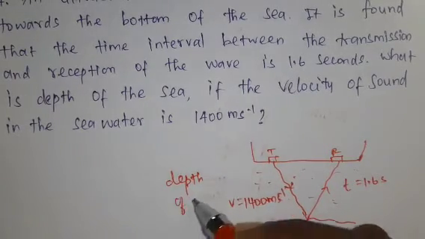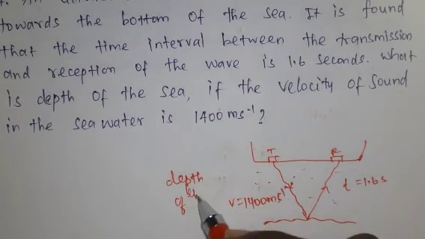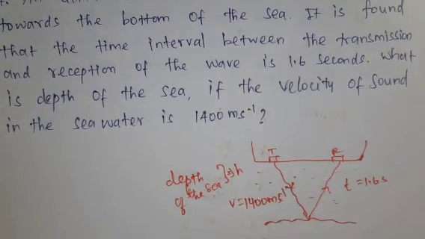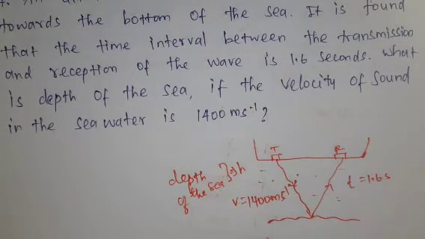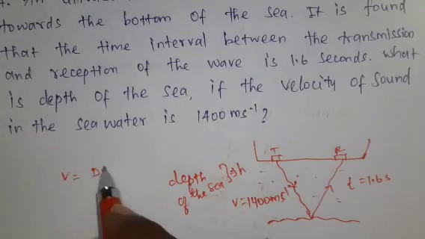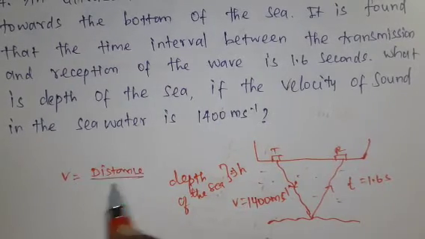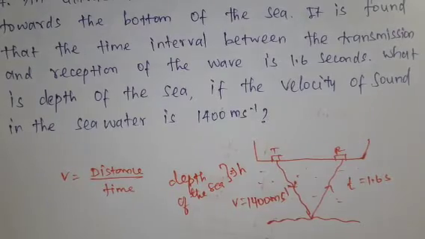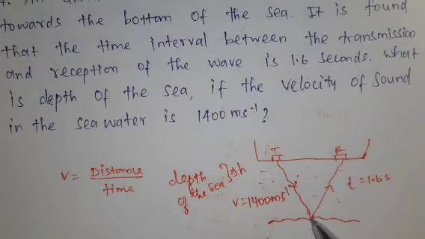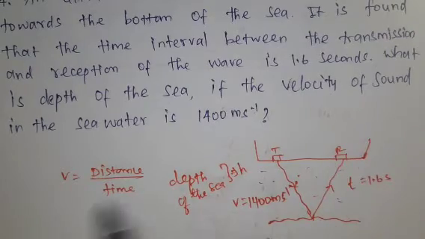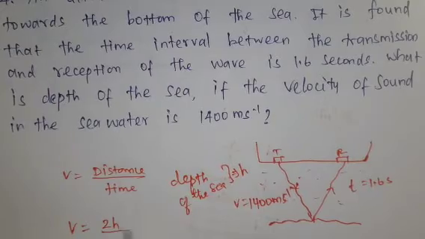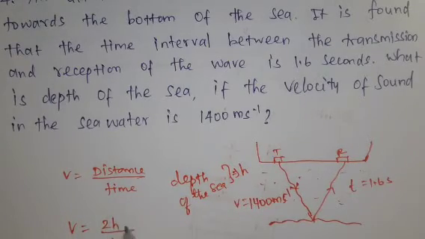The depth of the sea we can take as h. We know the basic formula for velocity: v is equal to distance by time. The distance for transmission and reception: for transmission 1h and for reception 1h. So the distance is 2h. v is equal to 2h divided by time. Now we need the height.